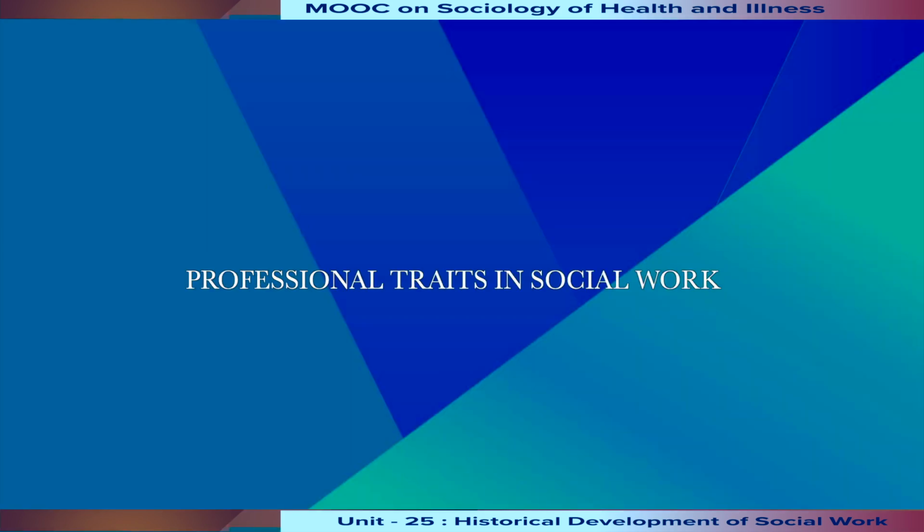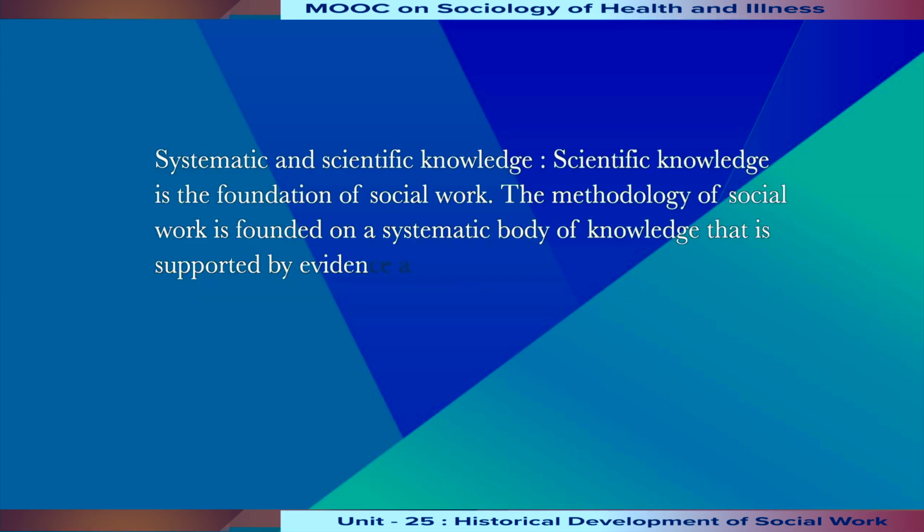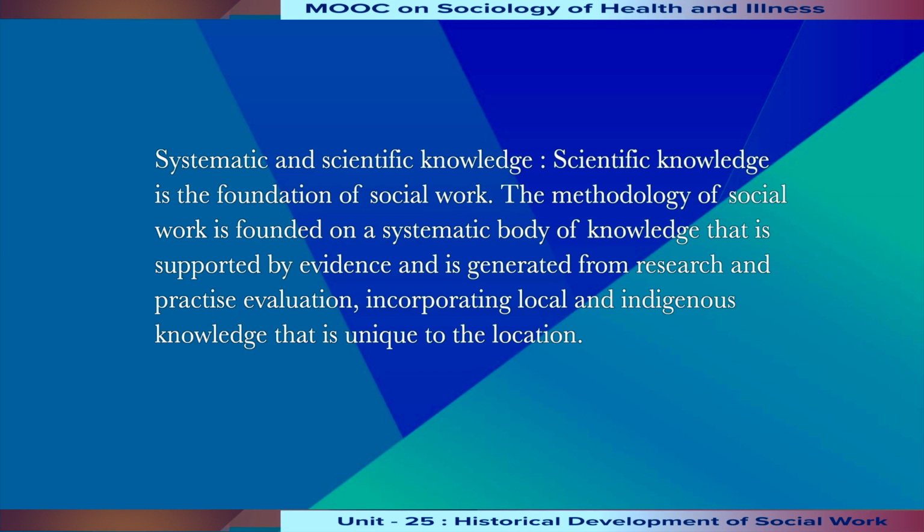Now we will discuss professional traits in social work. Number 1, systematic and scientific knowledge. Scientific knowledge is the foundation of social work. The methodology of social work is founded on a systematic body of knowledge that is supposed to be evidence-based and is generated from research and practice evaluation, incorporating local and indigenous knowledge that is unique to the location.